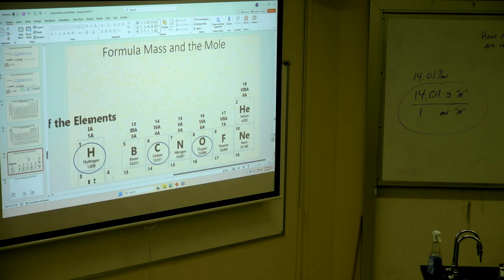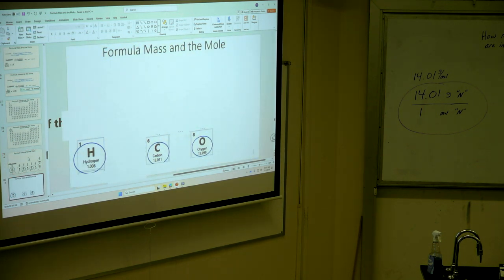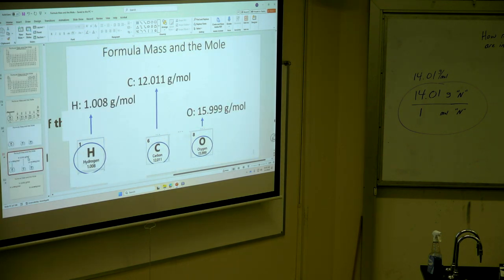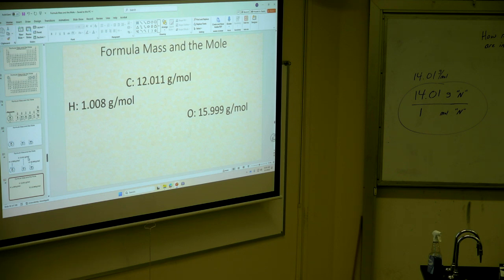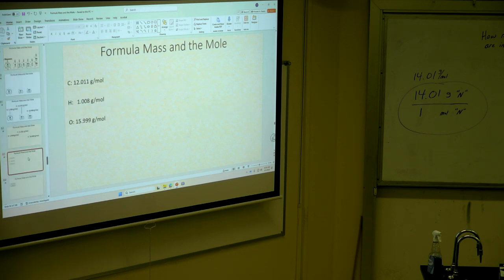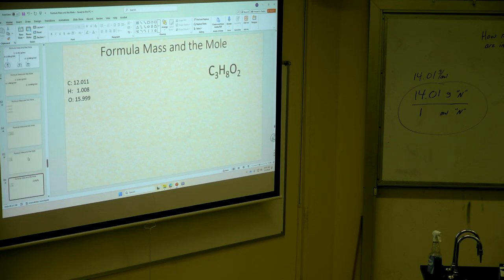Oh yeah, okay. This is kind of the final point. Getting back to molecules. So too many transitions on my slide here, but you look at the periodic table, you can get the grams per mole for hydrogen, carbon, and oxygen. And very cute. Too much transition. All right. So this is the sort of punchline for today.